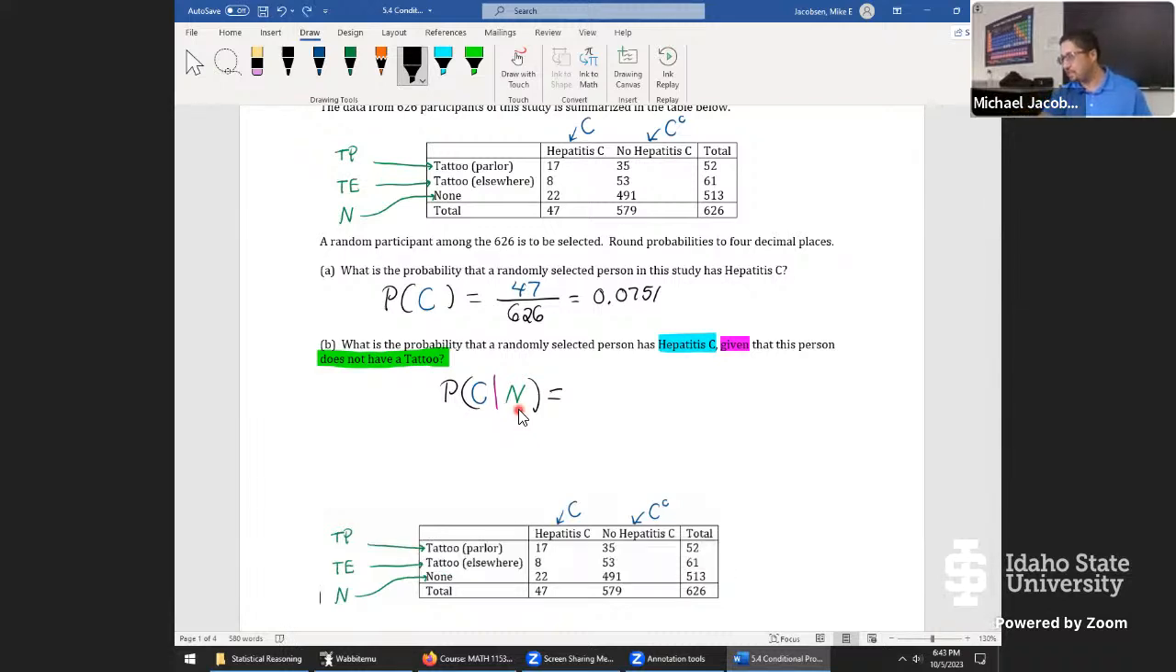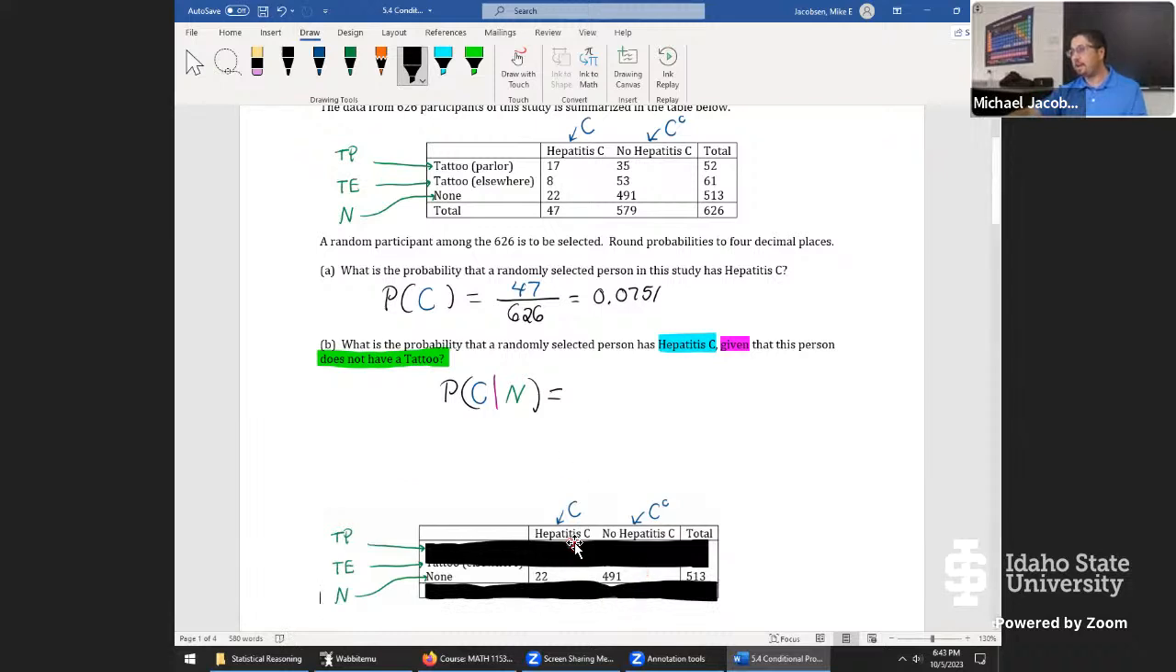Let me see if I can target that just a little bit better. So we are just in this row right here. Does that make sense to folks on why we're now fixating on just this row here? Awesome. In fact, even this total should be completely disregarded. It has no relevance, but we still need to talk about hepatitis C and not having hepatitis C because the probability question is about hepatitis C.